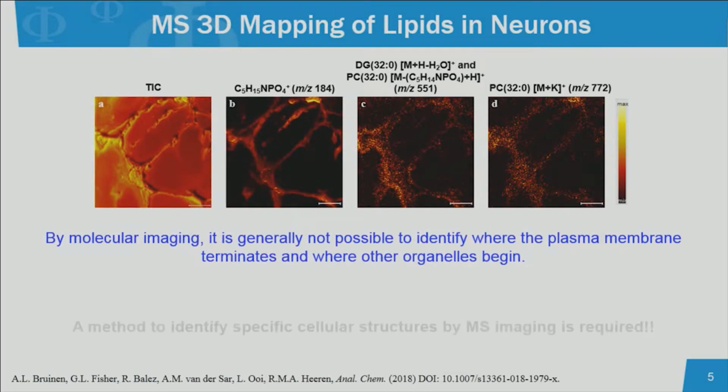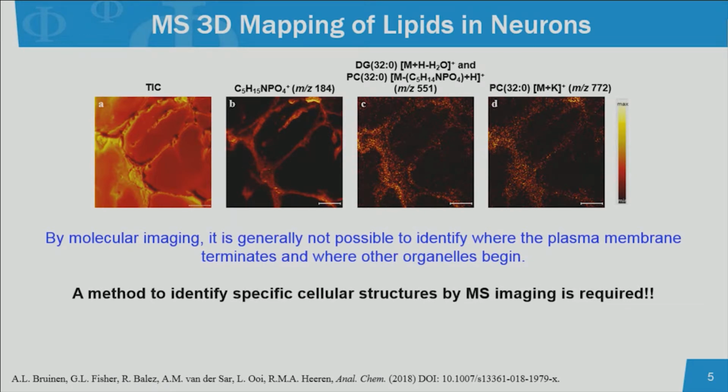Along that same time frame, we, meaning collaborators in Professor Ron Herron's group in Maastricht and Lizanne Oi's group at the University of Wollongong, were looking at cultured neural networks, and we encountered the same problem. We were looking at 3-dimensional information, and we noticed that lipid distributions were changing location within the cell as a function of depth, but we had really no good idea what types of structures we were looking at. So we need some method to identify cellular structures.